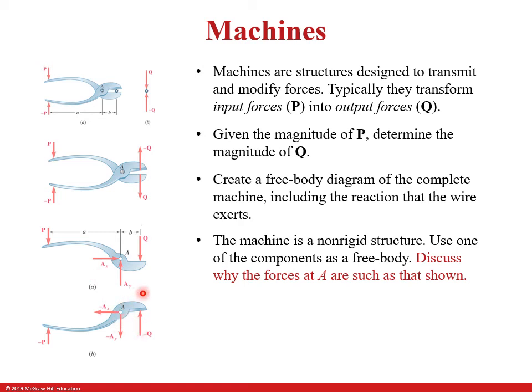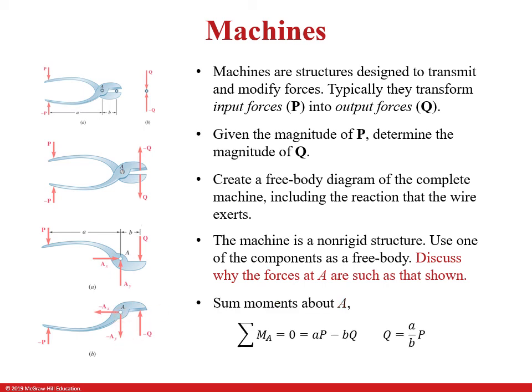Same thing here with, sorry, not Q, the bottom half. You've got minus Q, minus P, and minus AY. So these two are pointed up. You need to have something pointed down.